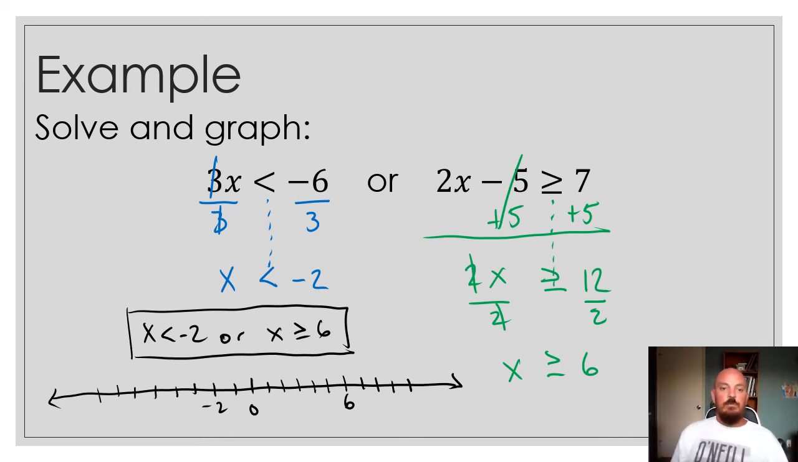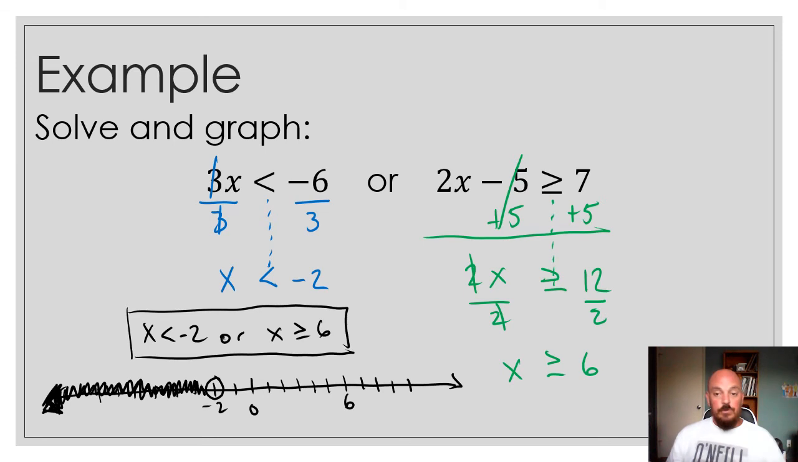Now do each one separately. So the first one was at negative 2. It's a less than without the equal to. So I'm going to do an open circle on negative 2. And less than is to the left. So I'm going to shade all these numbers over here on my number line. I'm going to say my answer is everything to the left of that open circle. All of those.